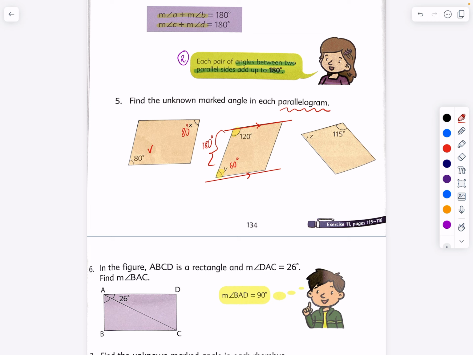And finally, again, we have a parallelogram. All three shapes are parallelograms, and we have this blue side and this blue side. They are parallel to each other, making this angle and angle Z neighbors. And we do know that angles between two parallel sides in a parallelogram add up to 180 degrees, making angle Z equal to, of course, 65 degrees.